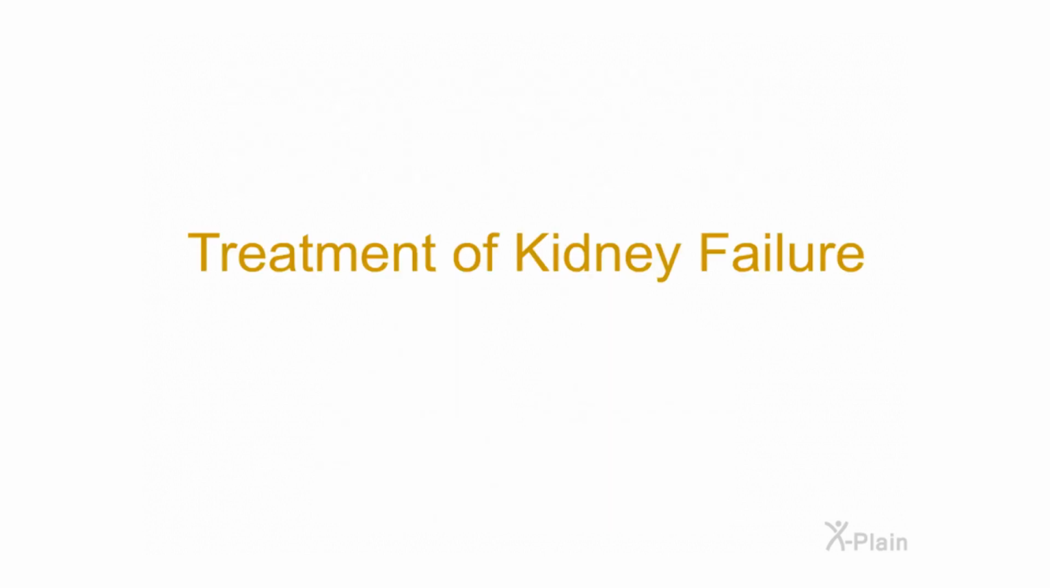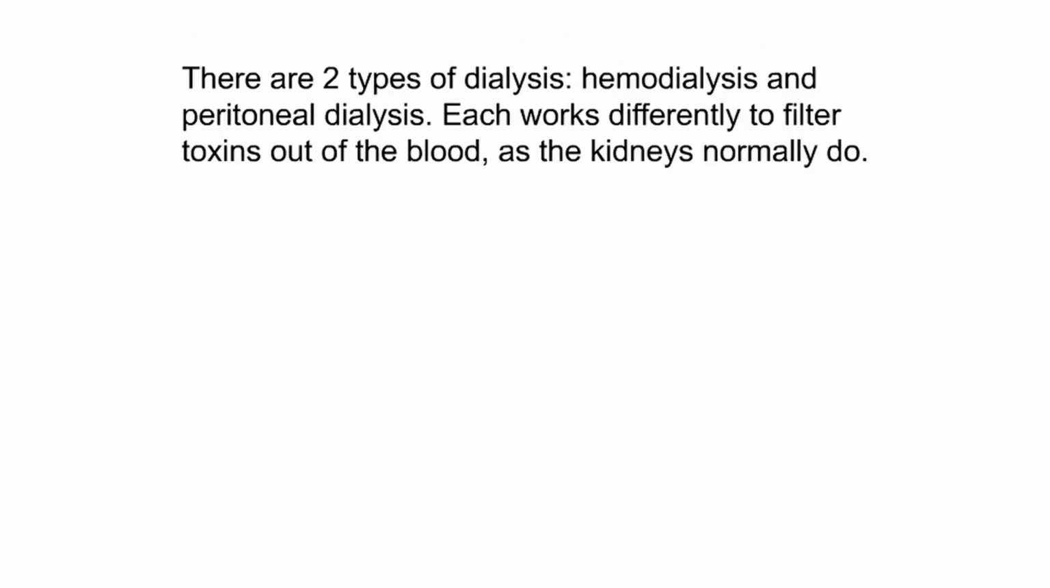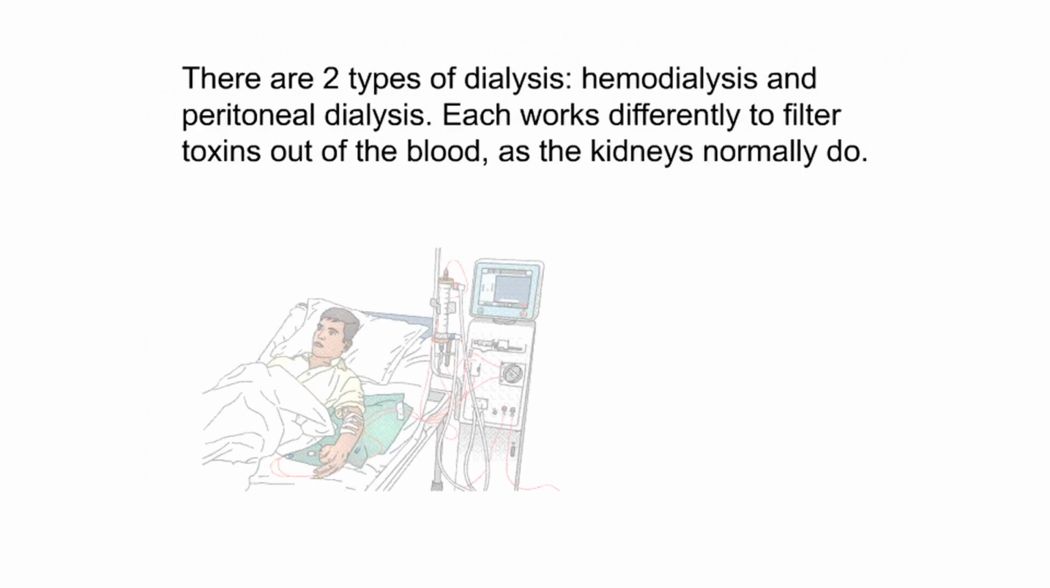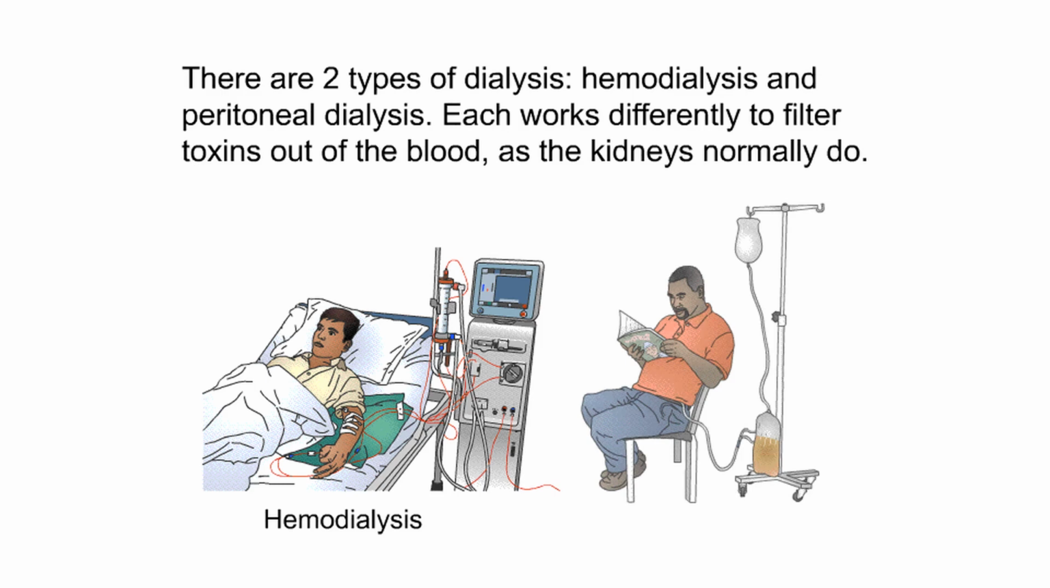Treatment of kidney failure. If diabetic nephropathy has progressed to kidney failure, the main treatment is dialysis. Dialysis is a process that replaces the function of the kidneys using a machine or a special solution. There are two types of dialysis: hemodialysis and peritoneal dialysis. Each works differently to filter toxins out of the blood as the kidneys normally do.